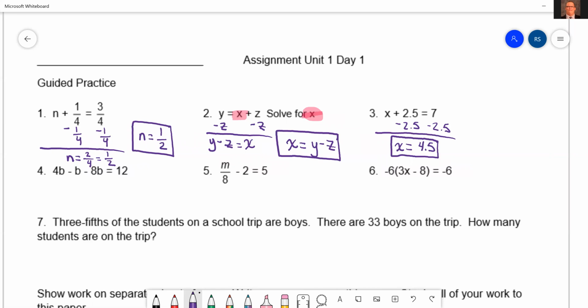So we've done the first three. Hopefully y'all are doing pretty good. Y'all are getting the hang of it. Let's look at number 4. What do you notice about number 4? Well, for one thing, they all have a B in there. So we have 4B minus 1B minus 8B.